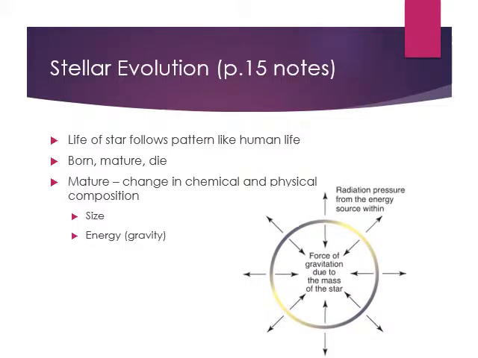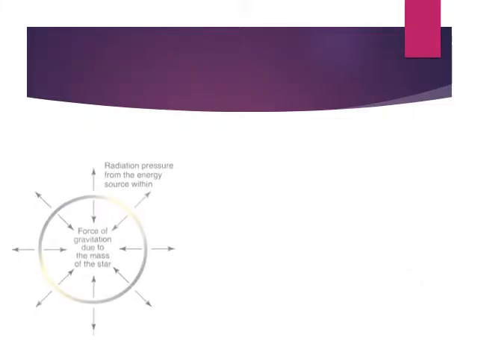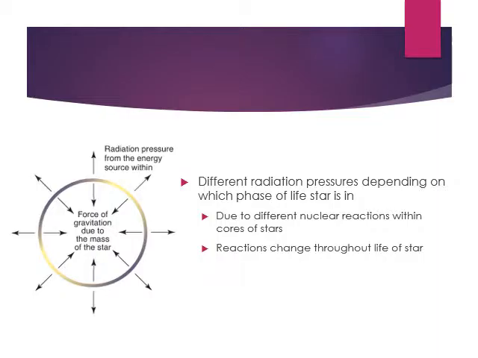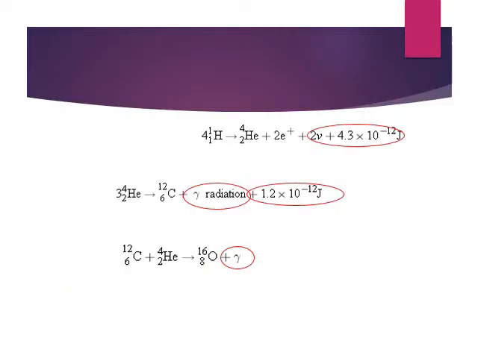We notice radiation pressure from the energy source within needs to be balanced by the force of gravitation due to the mass of the star. So different radiation pressures depend upon which phase of life the star is in. This is due to the different nuclear reactions within the cores of stars as they age, and these reactions change throughout the life of the star.